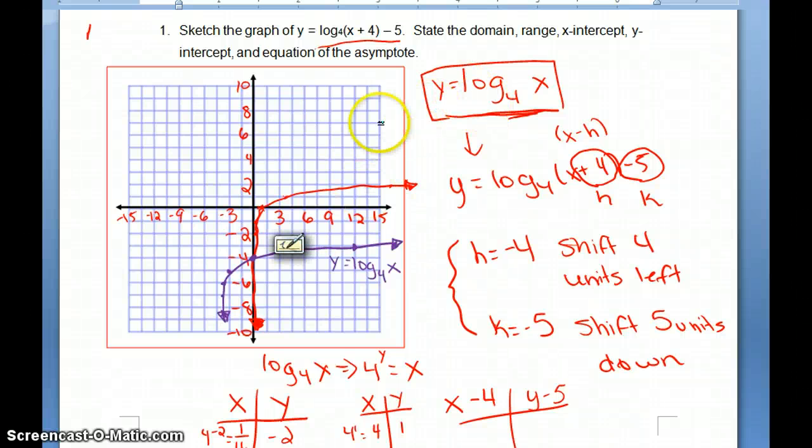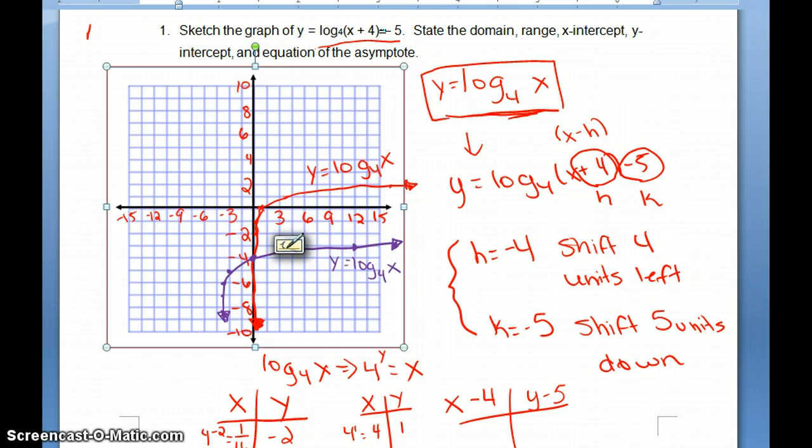Alright, hopefully you guys have done this, but let's finish off this question here. So let's just label our red graph here. So we have y is equal to the log base 4 of x. And from here we're done. So here we sketched the graph of y is equal to log base 4 of (x + 4) minus 5.